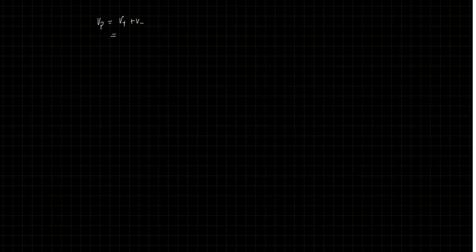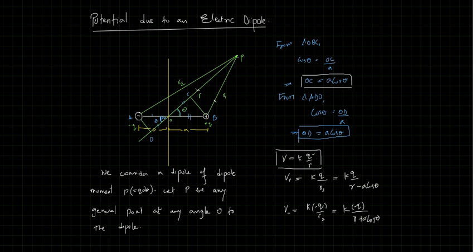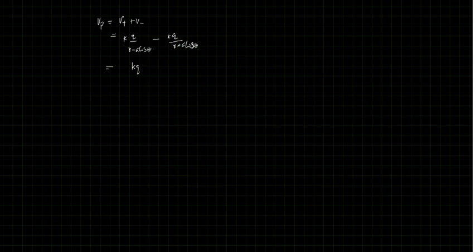That means KQ by R minus A cos theta minus KQ by R plus A cos theta. So now you see everything is in my known quantity. I can take KQ common out. Why that minus sign? Because here the charge is minus. So minus charge means negative potential. Okay, so KQ times 1 by R minus A cos theta minus 1 by R plus A cos theta.